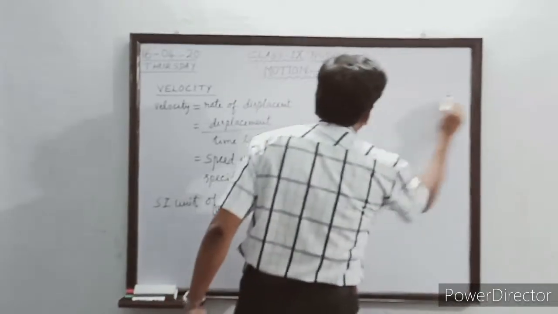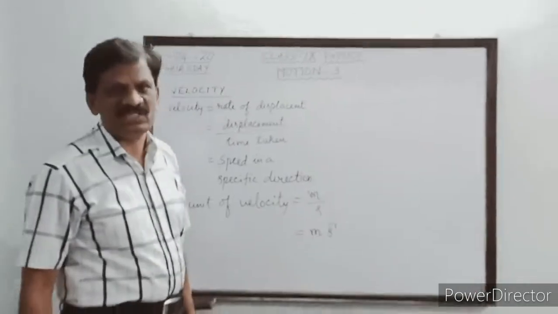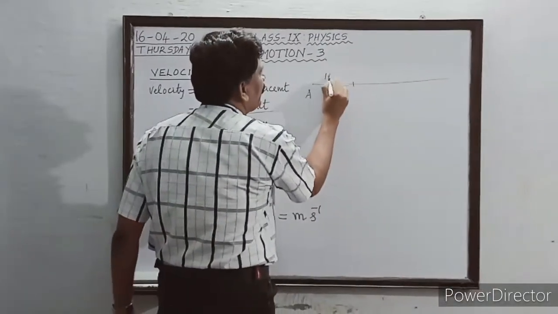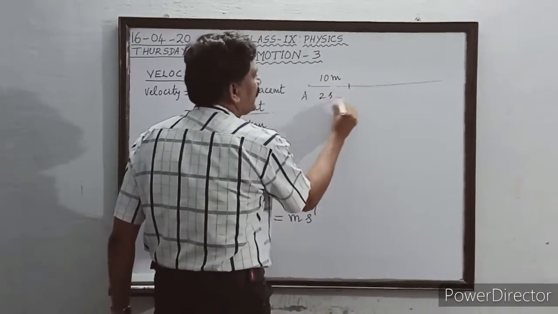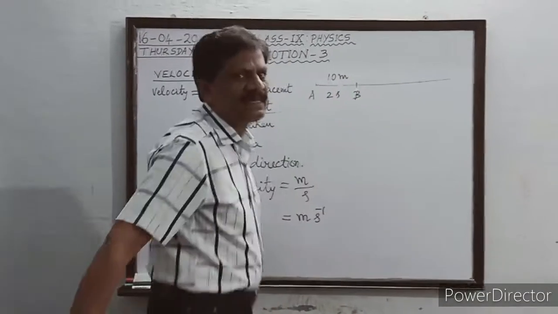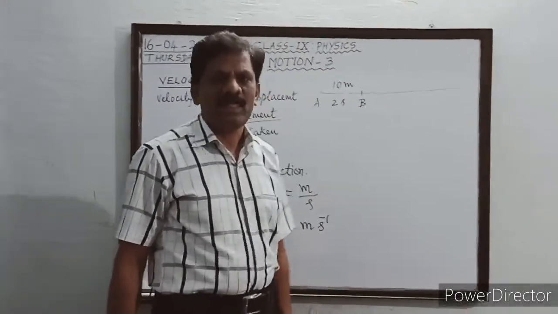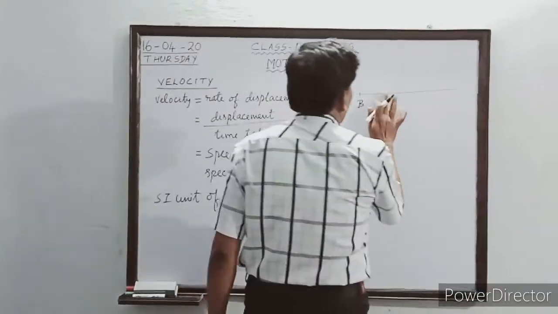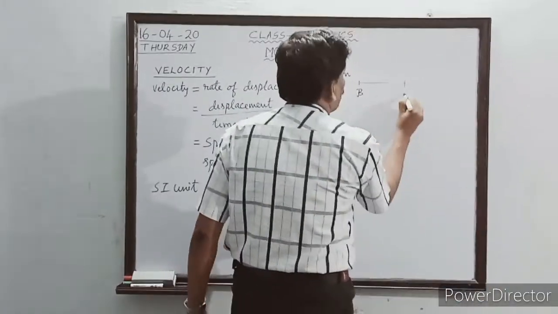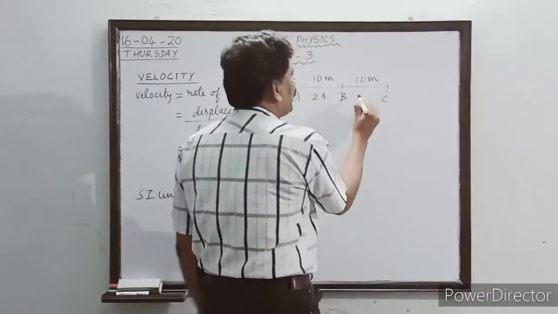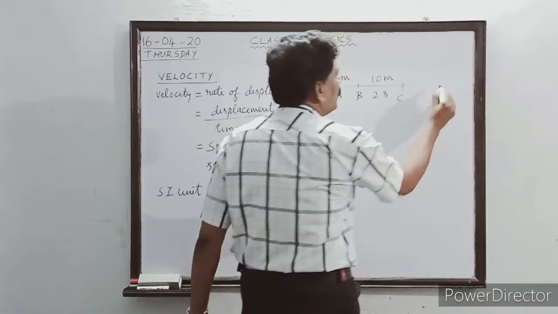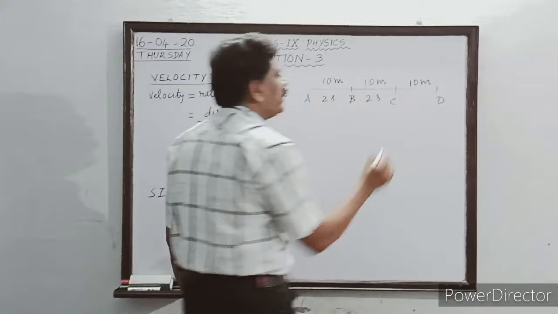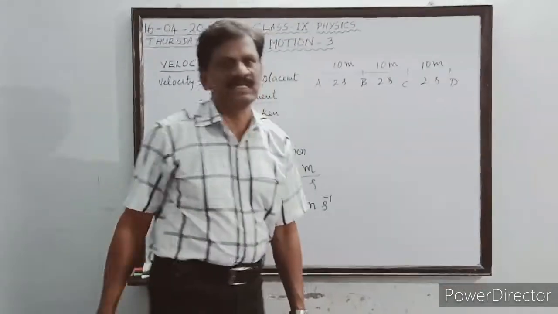Let us assume this is a straight line. And a body is moving from a point A to B 10 meters in 2 seconds. So A to B, how much distance is the body moving? 10 meters. How much time has it taken? 2 seconds. Similarly, I will take B to C, another 10 meters. Again it consumes only 2 seconds. Then C to D, it travels another 10 meters. Here also it has consumed only 2 seconds.